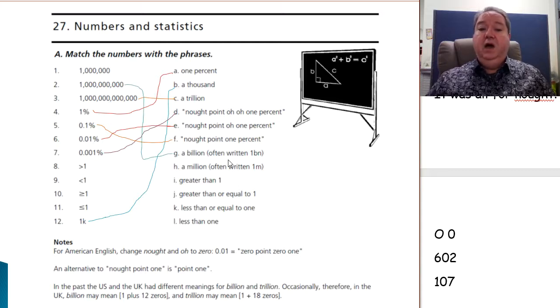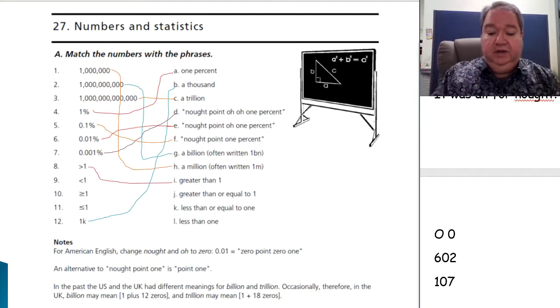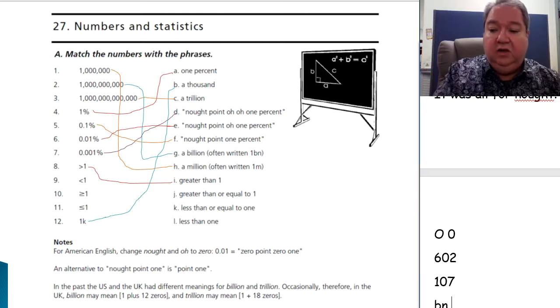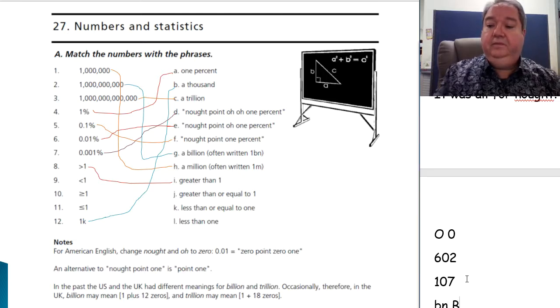Okay? A billion, that is this, 1 billion. That's thousands, millions, billions. 1 billion, you could also say a billion. And often written as 1 BN for billion. And sometimes, especially with money, they'll just use a capital B. Alright? So for billion, you might see BN, you might see a capital B.